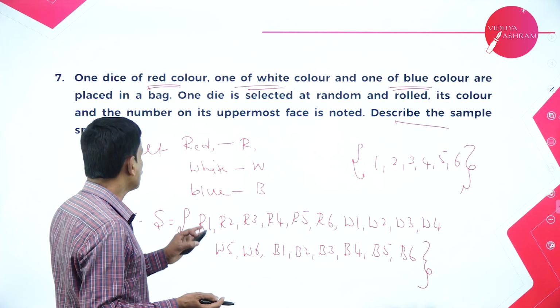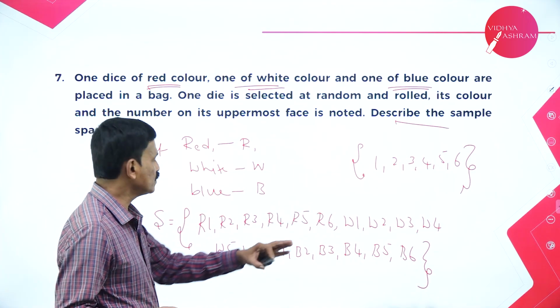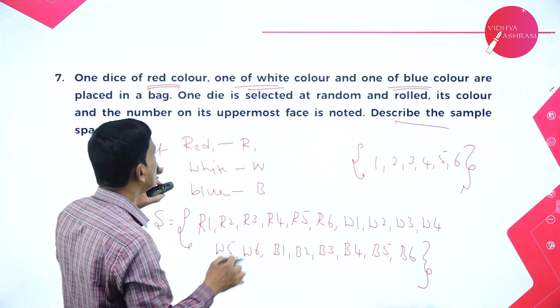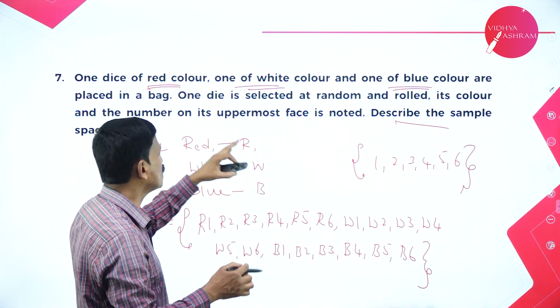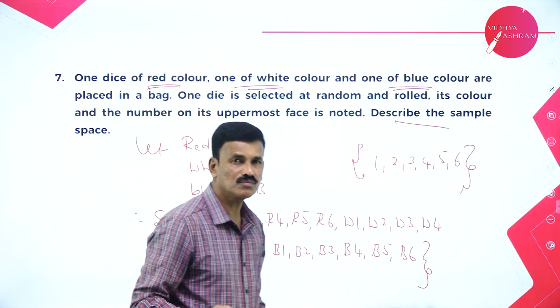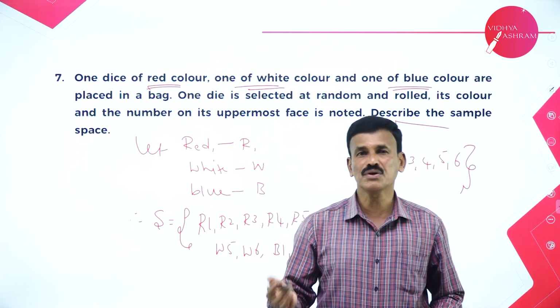Required sample space is R1, R2, R3, then W1, W2, W3 and B4, B5, B6, where the color and the number on its uppermost face is noted like this. Okay. This is how we are going to solve this problem. Hope you followed. Now move on to the next problem.